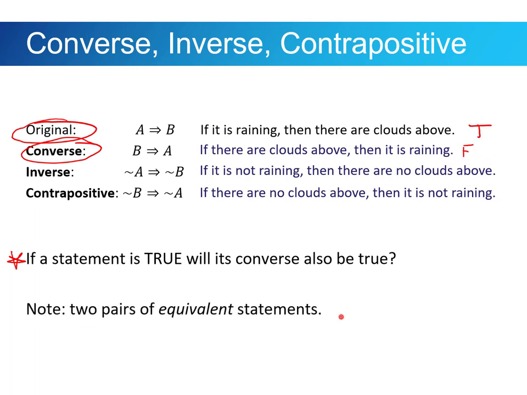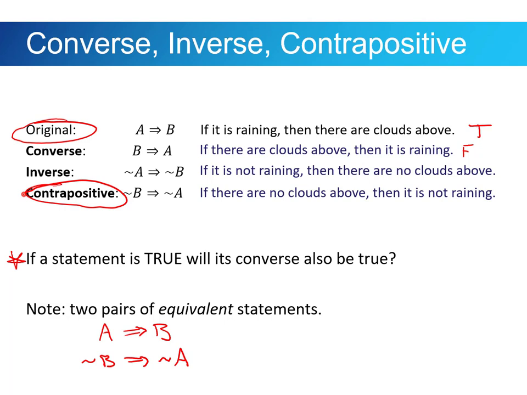Now, it turns out that among these four ways of seeing an implication, two of these are equivalent statements. There's the original, A implies B, and it turns out A implies B is equivalent to not B implies not A, the contrapositive. So let me highlight those. The original and the contrapositive are equivalent statements. If the original is true, then the contrapositive is true. If the original is false, then the contrapositive is false. Whatever one is, the other is as well.